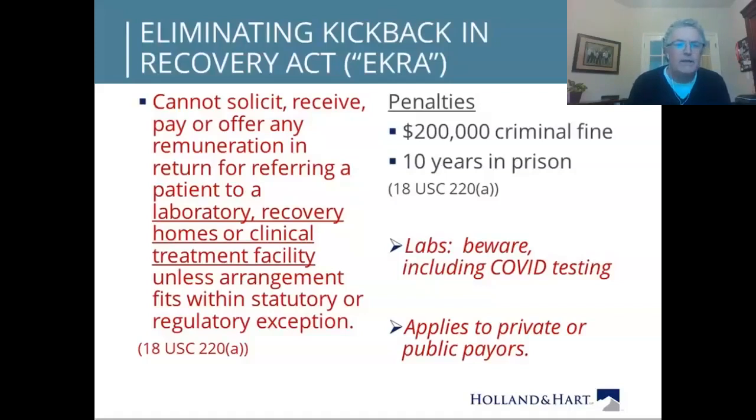So it's kind of like the anti-kickback statute, well, similar to the anti-kickback statute, with a couple of exceptions. One is, note that the anti-kickback statute applies to referrals to any types of providers of items or services payable by government healthcare programs. ECRA only applies to referrals to laboratories, recovery homes, or clinical treatment facilities. On the other hand, the anti-kickback statute only applies to referrals for items or services payable by federal healthcare programs. ECRA applies to referrals for items or services payable by any healthcare program, whether that's public or private. So this one applies to private payer relationships as well.